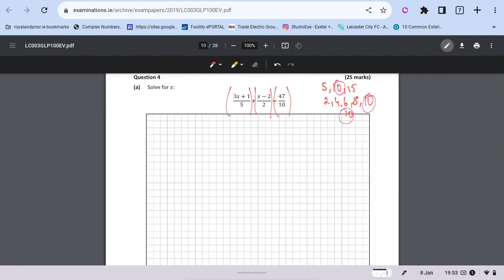Now if you pick 30, you'll be okay as well. You'll get the same answer. So it doesn't make any difference if you don't pick the lowest. It just keeps things smaller. So your 10 outside each. And then cross off. How many times 5 going into 10? 2. 2 into 10, 5. 10 into 10, once. Then write down what you have. 2 bracket 3x plus 1 plus 5 bracket x minus 2 is equal to 1 bracket 47. Times them out.